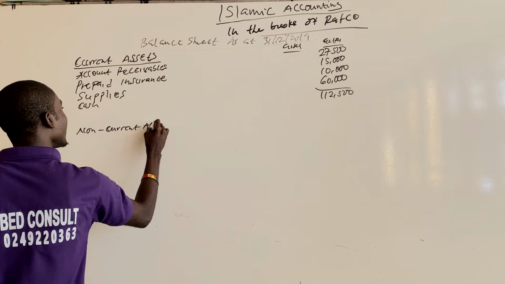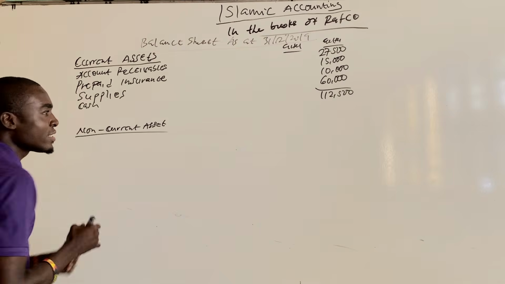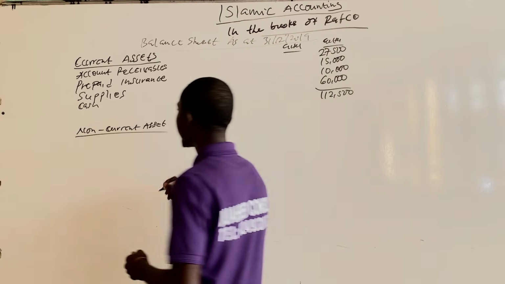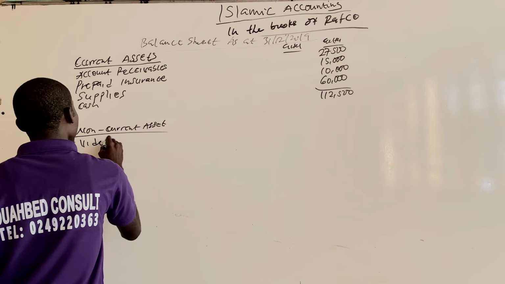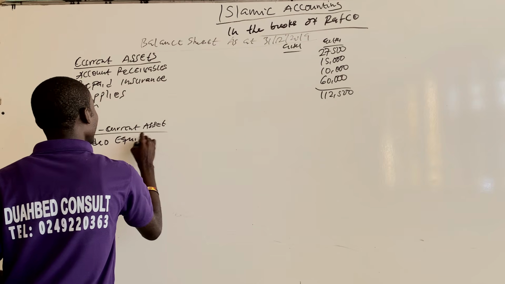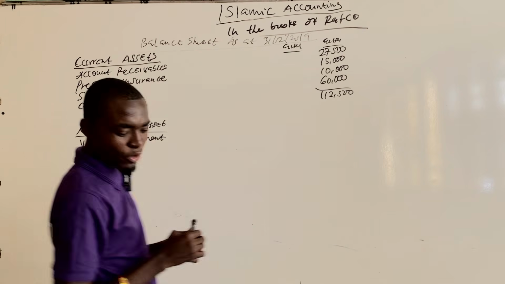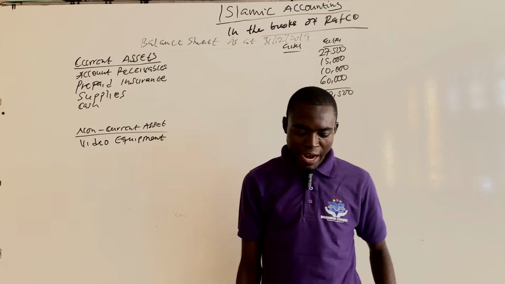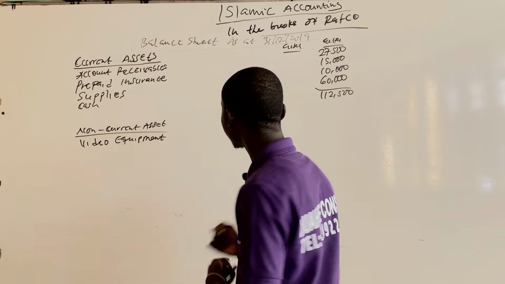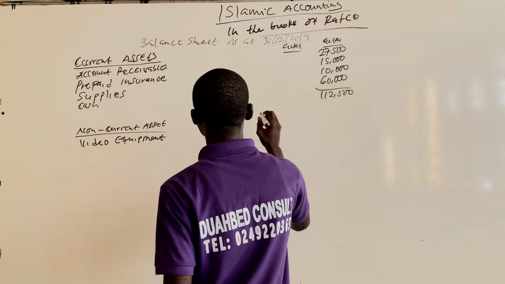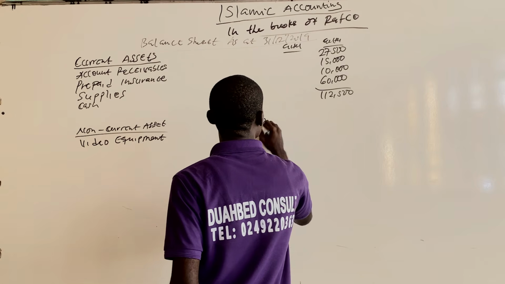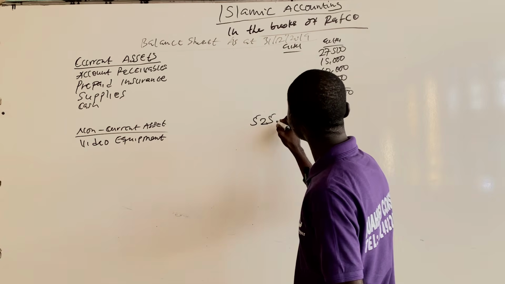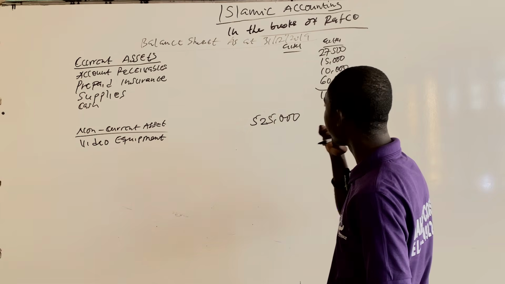After getting your total current assets, we proceed with non-current assets. From the question, the only non-current asset that you have is the video equipment, and the cost for video equipment is 525,000.